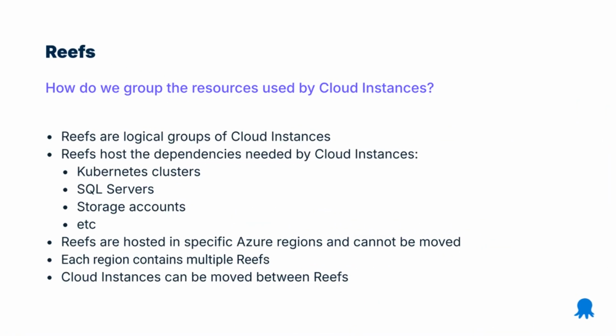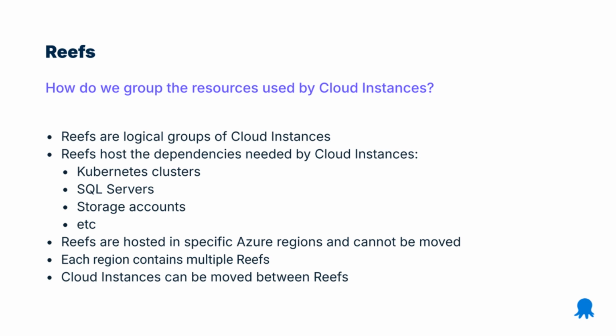So one of the concepts that we have within Octopus Cloud is what we call a reef. And you can think of reefs just as being a logical grouping of cloud instances. Reefs are represented in Azure by a resource group, and that resource group hosts all of the dependencies that are needed by that group of cloud instances. So within that resource group, we have our Kubernetes clusters, we have our SQL servers, and we have our storage accounts.